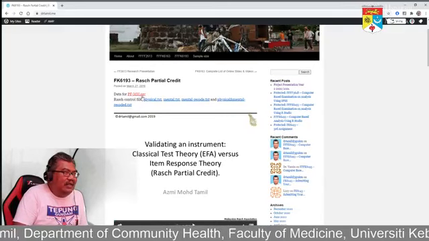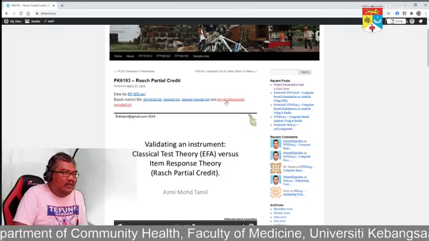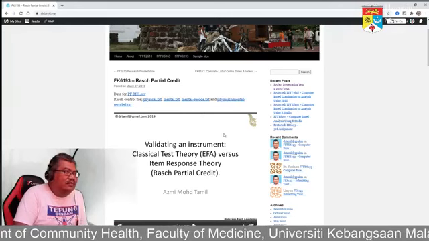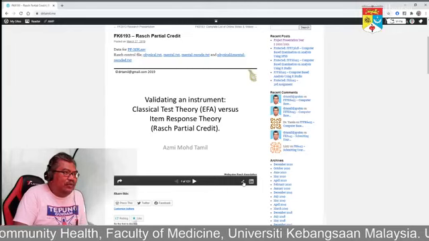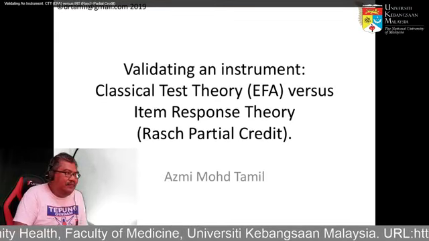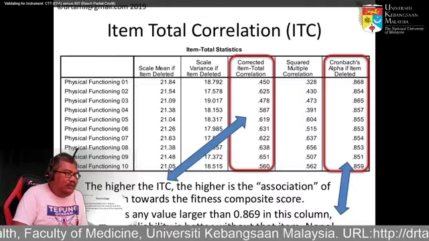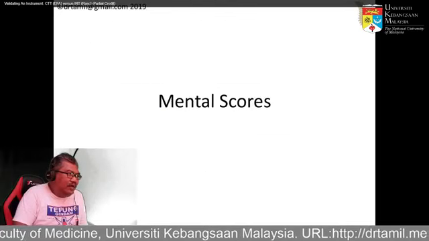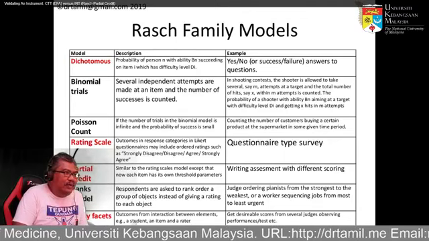Physical function, mental health. There are 170 data set here. And then we also have all the data set meant for Rasch analysis. So feel free to use this data set as we are going through the slide. I'm not going to demonstrate today for a very simple reason. It is not possible to cover this topic in one sitting. So instead I'm just going to cover the theory part only.